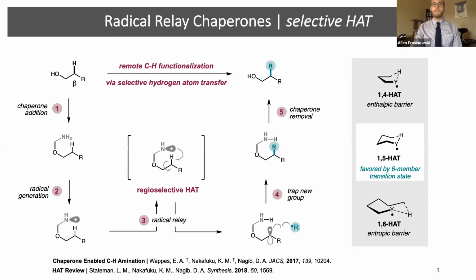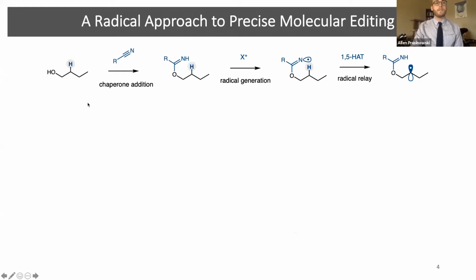And we've had quite a bit of luck in implementing this strategy, particularly in imidate chaperones. So in the imidate chaperones, you start with an alcohol, you append a nitrile to get to your imidate. Through an electrophilic halogen, we're able to generate our imidate radical, which undergoes a hydrogen atom transfer to get to this directed carbon radical. So this is our key reactive intermediate.